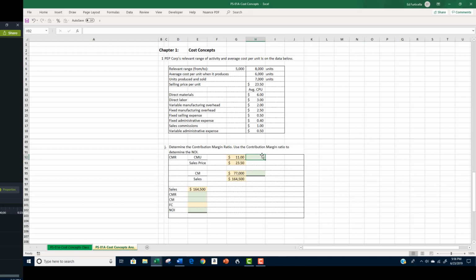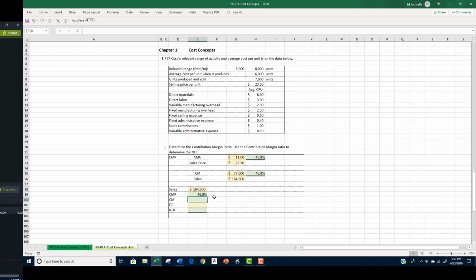For our case, the contribution margin ratio is 46.8% and is determined by dividing either $11, which is the contribution margin per unit, by the selling price of $23.50, or by dividing the contribution margin of $77,000 by the sales amount of $164,500. Once the 46.8% is known, it can be used to quickly determine the net operating income.